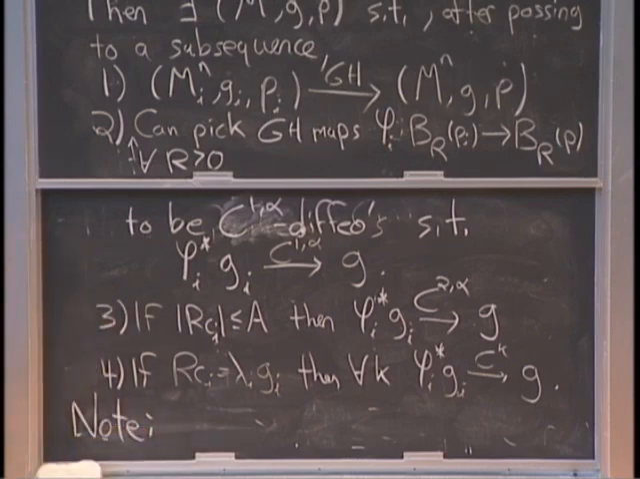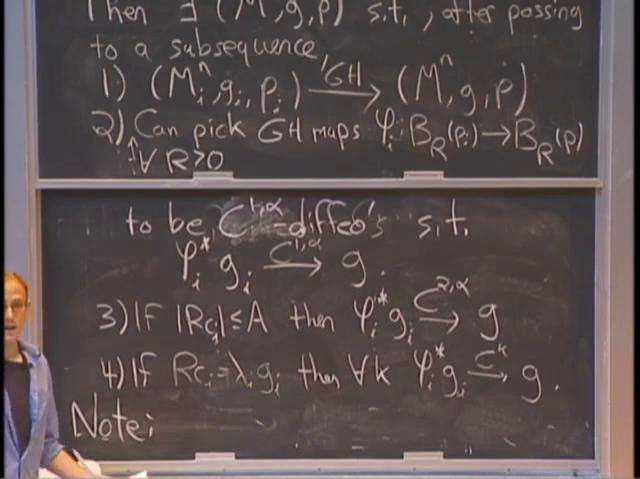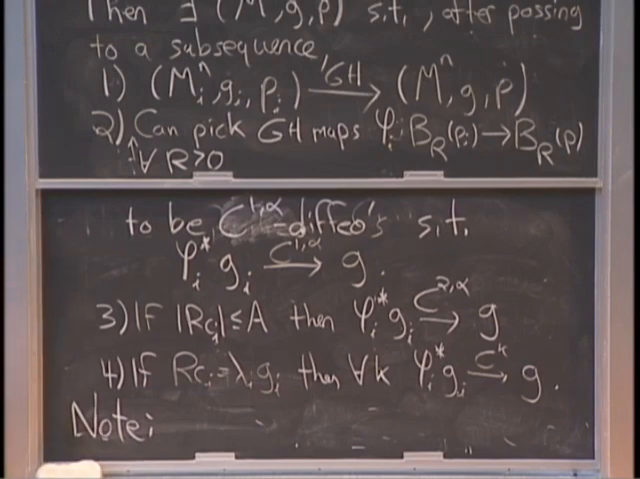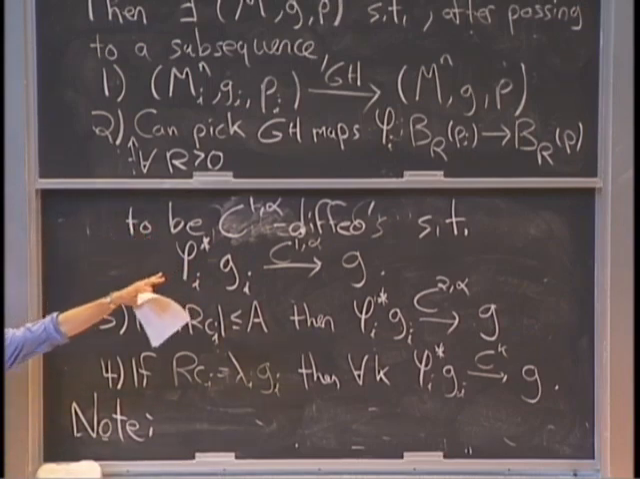Note a really interesting application of this. If the diameters of these M_i are all uniformly bounded by some d, then what this is saying is that for large enough i in the sequence, they're actually all diffeomorphic to each other. And in particular, they're diffeomorphic to M, the limit space, and so diffeomorphic to each other.